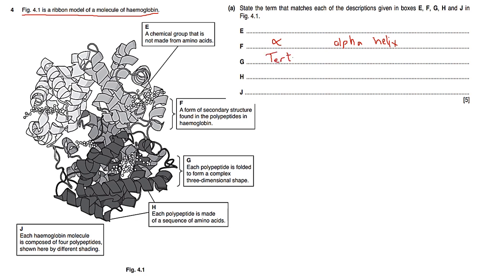Something else I feel the need to tell students, and I see this with my students a lot: please don't write the short hand form of things. For example, students will write things like TERT structure. This means nothing. Please write out tertiary.